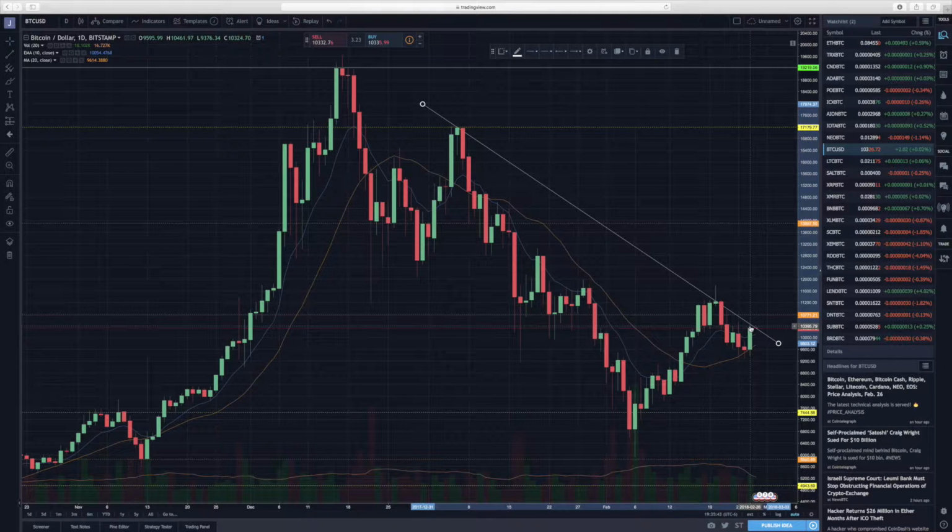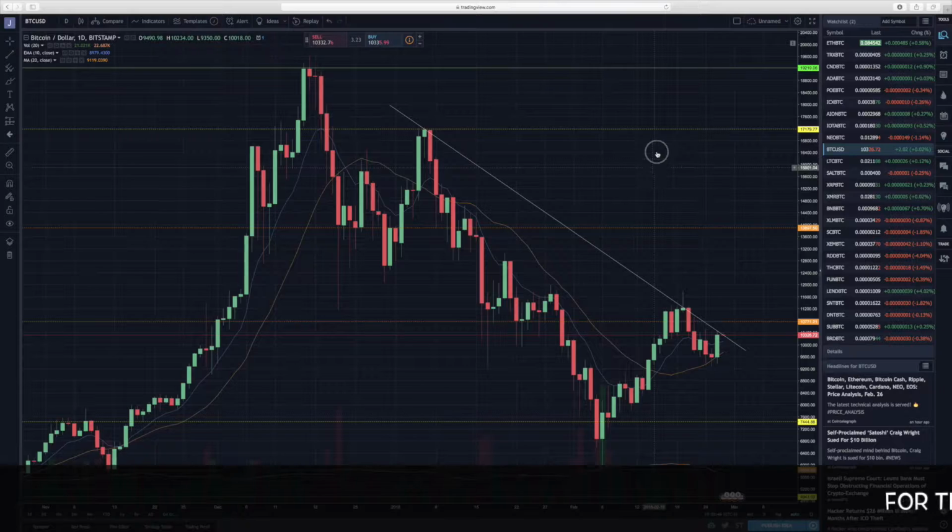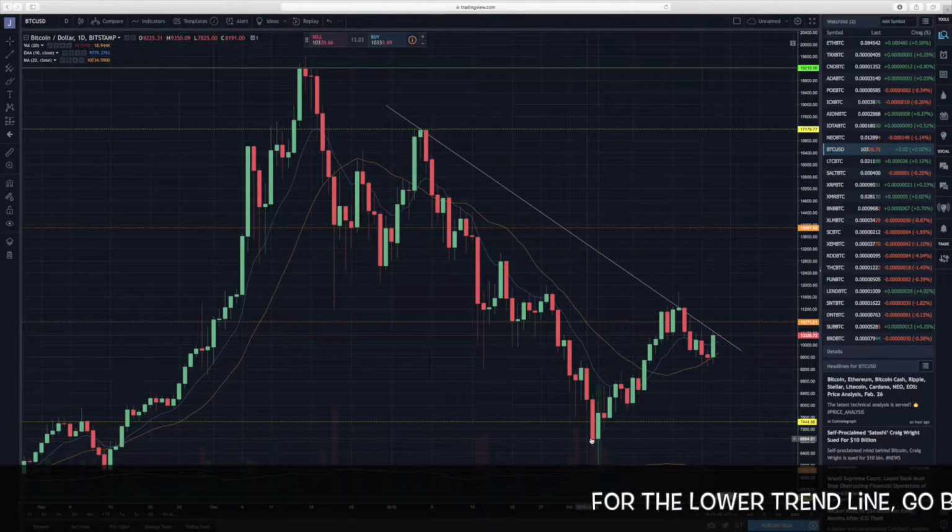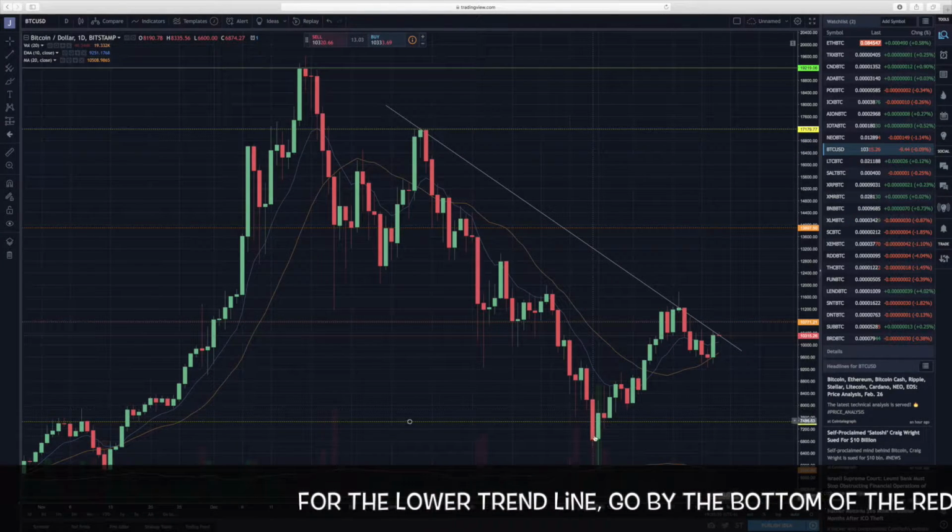Now when you're doing the bottom of the trend line, you want to do roughly the same thing, except you're going from the bottom of the red candlesticks, because remember, red candlesticks open up top, close down low.